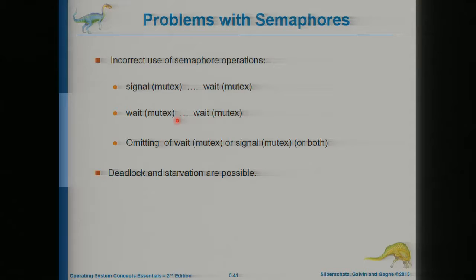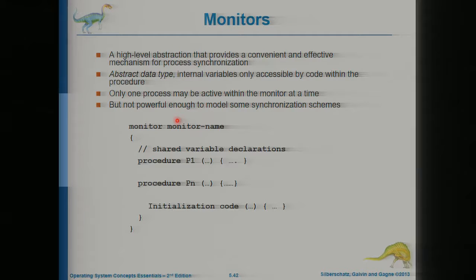Omitting a wait or a signal, or both, can also cause a problem. So all these are the things that you need to take care of when you are using such a critical section problem solution, that is the semaphore.